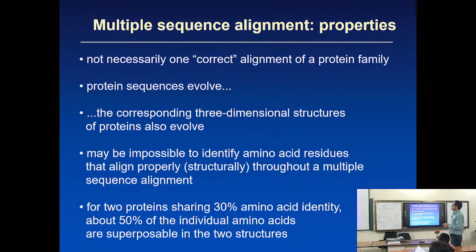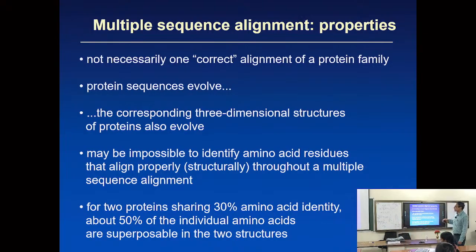Okay. So, multiple sequence alignment properties, and I will go to the last one. For two proteins sharing only 30% amino acid identity, it is close to the twilight zone. You remember the twilight zone? What is the threshold percent identity? Yes, 20. So 20 and below is the twilight zone, and 30% is getting close to it.